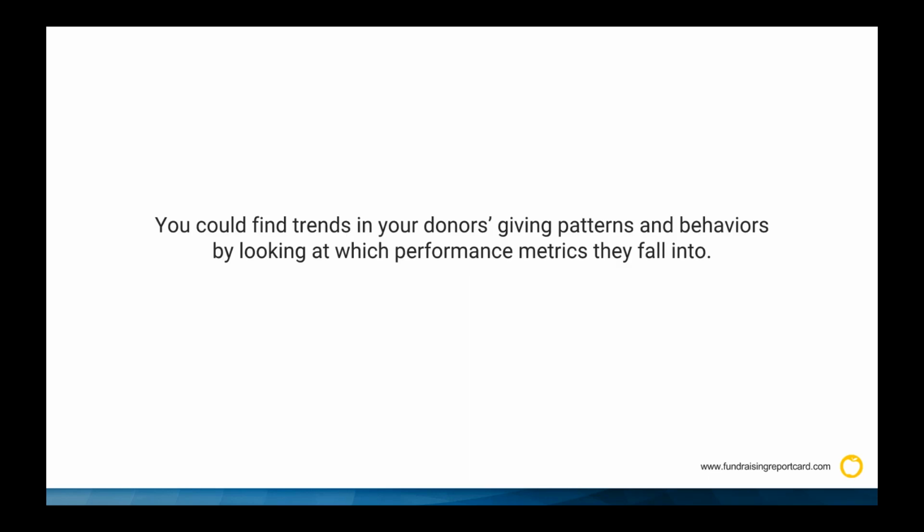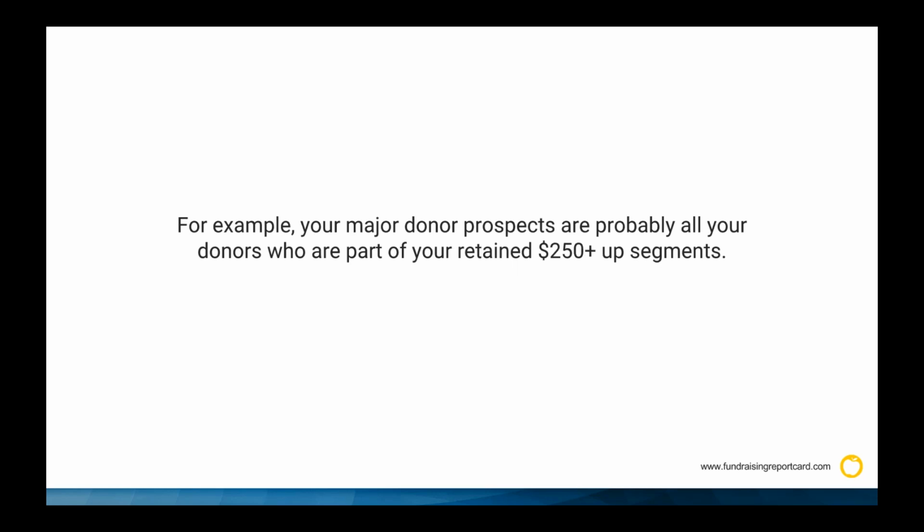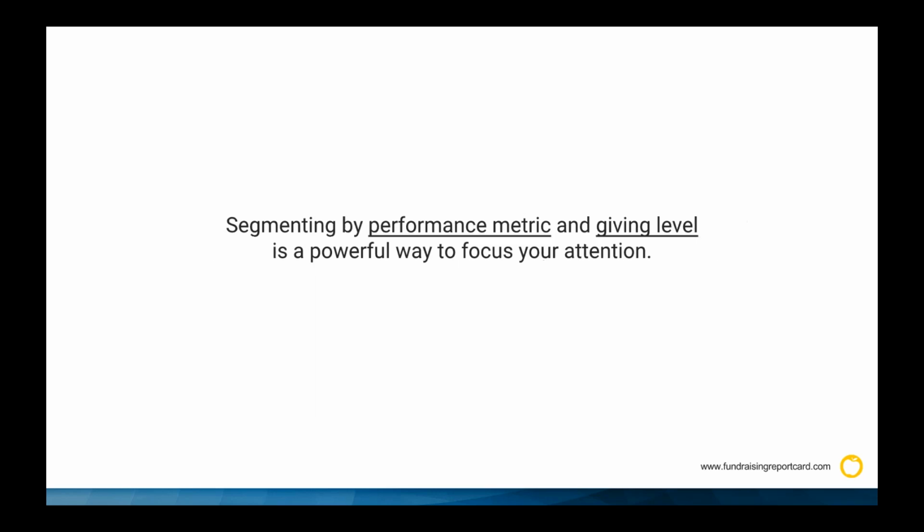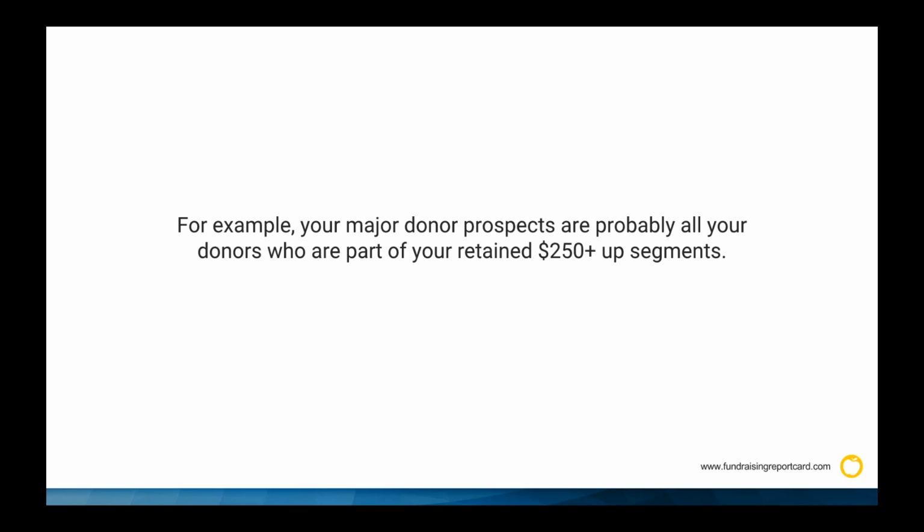Or, my preferred method is let's look at our donors' giving patterns. Let's look at their behaviors in the past, and let's see which performance metrics they fall into, because that can speak volumes to figuring out who's a major gift prospect, for example. So if you were to take a peek at all of your retained $250 and up segments of donors, donors who are maintaining a relationship with your organization and are making contributions, $250 a year, $500 a year, $1,000 a year, you would probably find in all those segments donors who have not only affinity but capacity to be major donors at your organization.